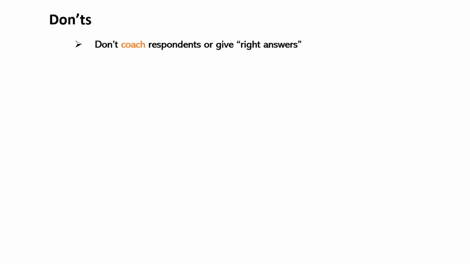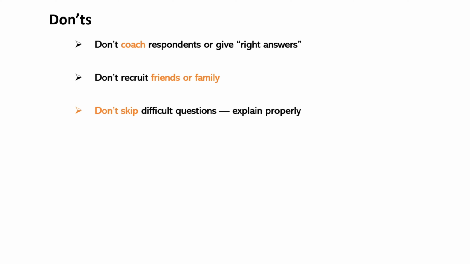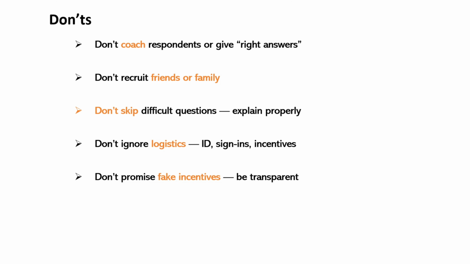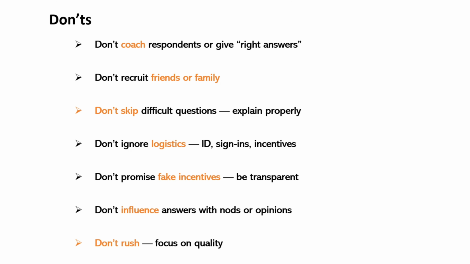Now let's discuss don'ts. Don't allow recruiters to coach respondents. Never tell them the right answers. Don't let the team recruit friends or family. It biases the answers. Don't skip over difficult questions during the briefing. If it's tricky, explain it properly. Don't ignore the logistics like ID checks, sign-ins, and incentive handling. Don't promise fake incentives or hide session details. Always be transparent. Don't let the interviewers influence the answers with nods, smiles, or personal opinions. Don't rush. Fieldwork is not about speed, it's about quality.